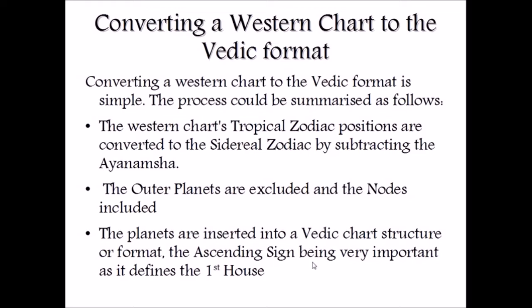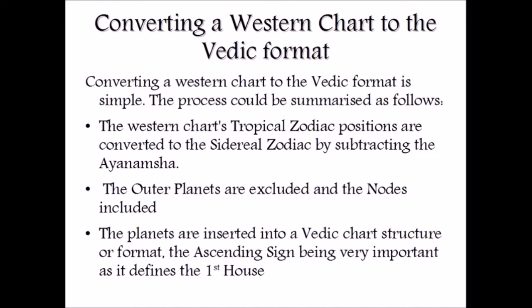Now, once you've subtracted the Ayanamsha, in other words, that's the 23 degree difference between the Western and Vedic zodiacs, and you've gotten the sign positions of all the planets in the sidereal zodiac, which Vedic astrology uses, they can be inserted into the houses quite easily, and we'll see how that gets done in a moment.